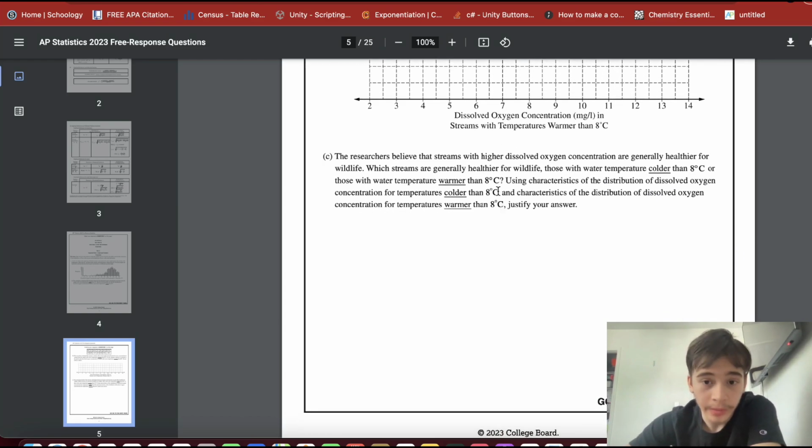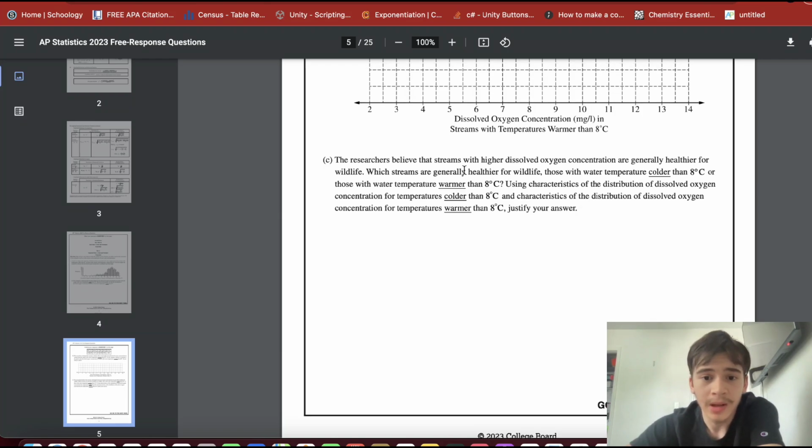Okay, I'm not going to read all this. Using characteristics of the distribution of dissolved oxygen concentration for temperatures colder than 8 Celsius and characteristics of the other distribution, what is the question? Which streams are generally healthier for wildlife? The streams with higher dissolved oxygen concentration.